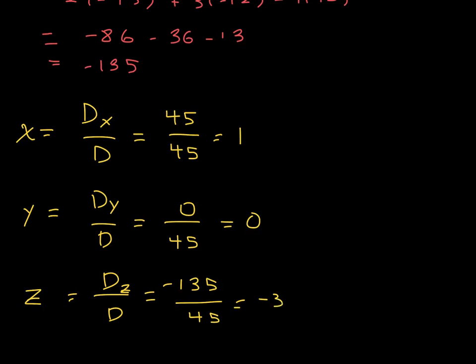So the point at which these three planes meet or intersect will be at these coordinates, 1, 0, -3. Isn't that cool? This is the final solution. Good work, everybody. Now you can solve systems of 3 linear equations and 3 variables using Cramer's rule.